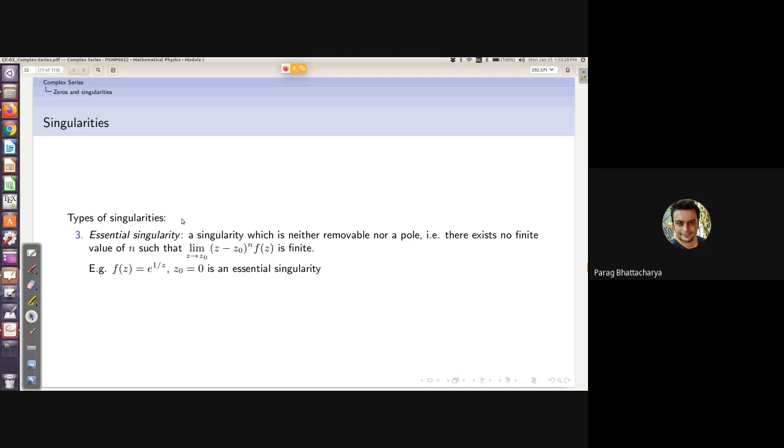Example is this one: e to the power 1 by z is an essential singularity. You can just obtain the Laurent series expansion of e to the power 1 by z. You will find that this expansion has an infinite number of negative power terms. So it's an essential singularity. Okay, is this clear to everyone?